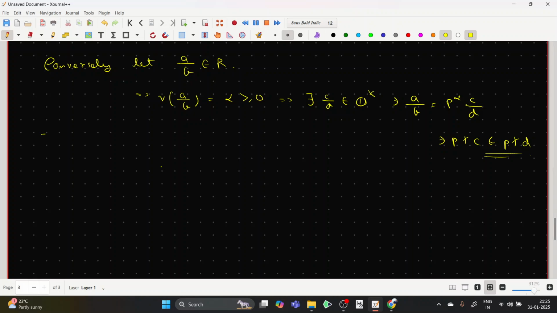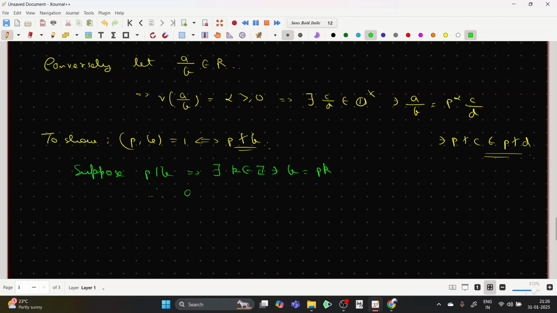So this is important to note down. What do I need to show? I need to show that p and b are co-prime, which is equivalently speaking that p does not divide b. So let me assume the contrary. Suppose p divides b. This implies that there exists some integer k such that b equals pk.